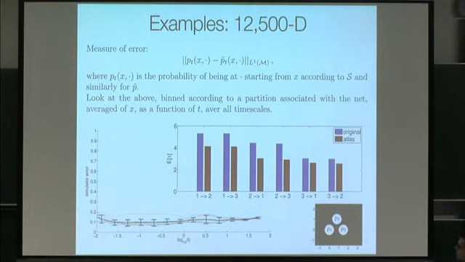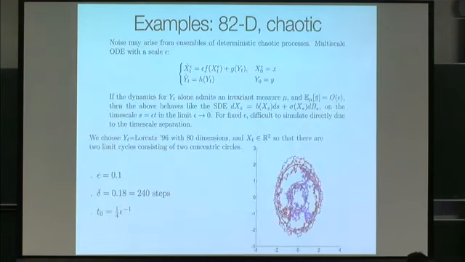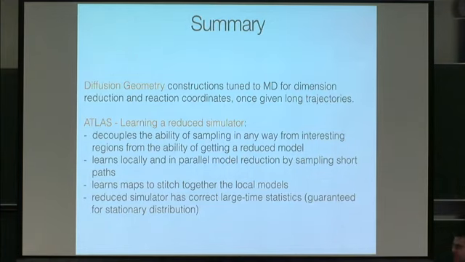So we not only preserve the stationary distribution, which is this number here being below delta, but we also preserve transition rates. All right, so I'm going to stop here since I have -3 minutes.